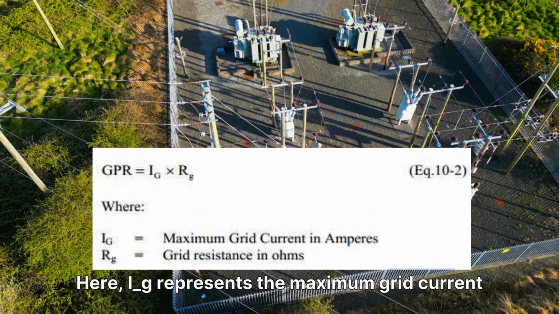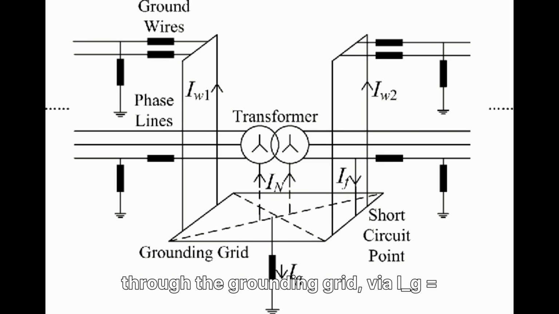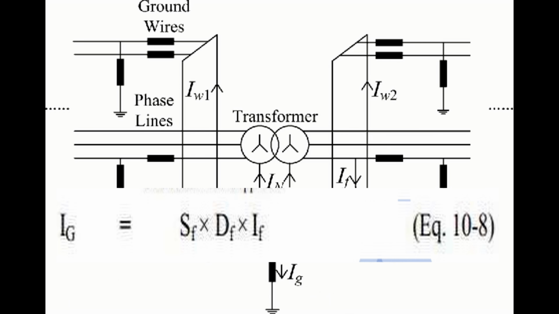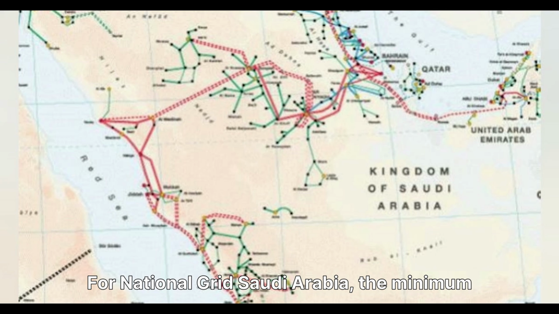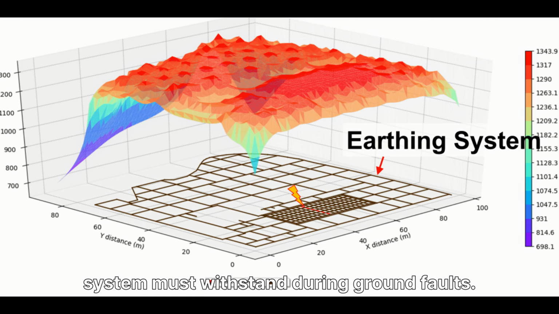The current division factor S_F relates the total fault current to the portion flowing through the grounding grid via I_G equals S_F times I_F from equation 10-8. For National Grid Saudi Arabia, the minimum S_F value is 0.7 unless specified otherwise in the project technical specification. I_F is the breaker short circuit rating, representing the maximum fault current that the system must withstand during ground faults.